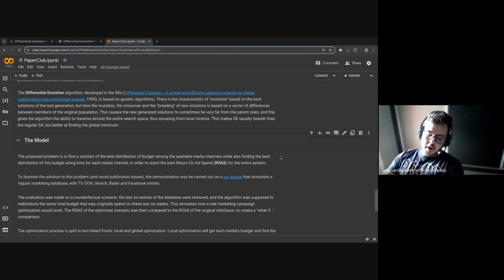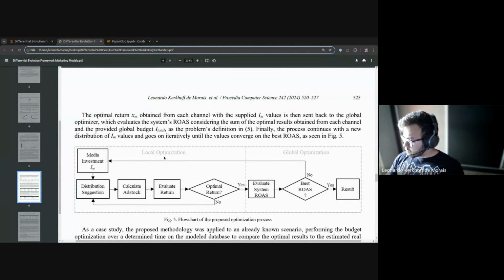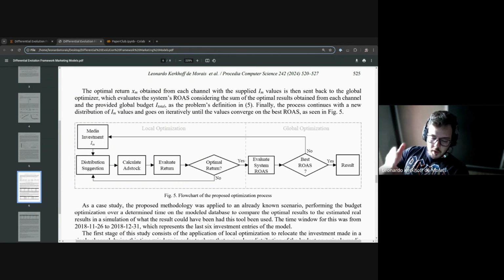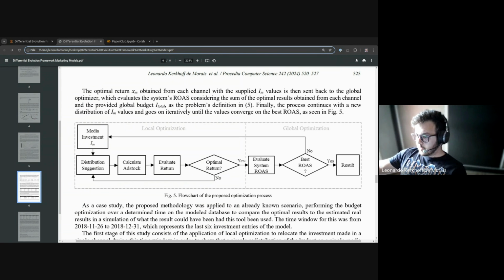And basically, I created a counterfactual scenario. And how does it work? We have this data set, and we get this counterfactual scenario. So we got this toy data set that brings every media channel for a company, let's put it like that. And I modeled the marketing mix model over it with the ad stock and the saturation curves.